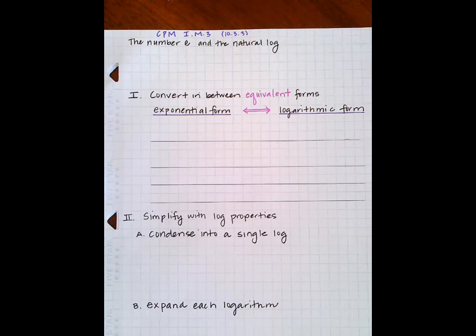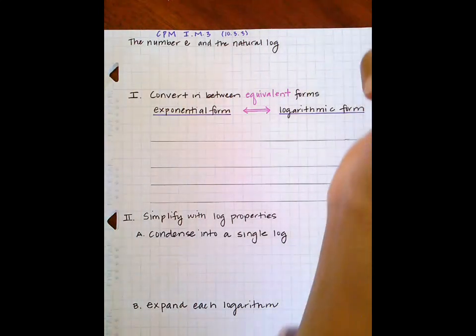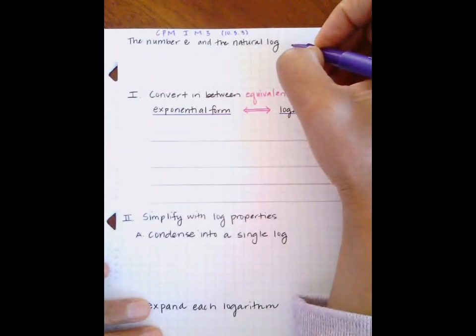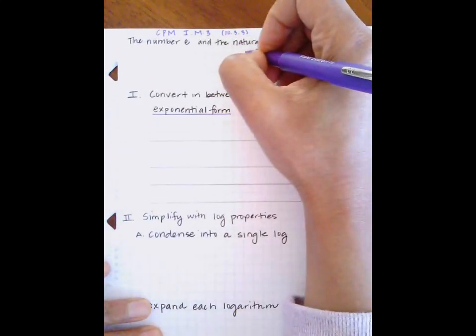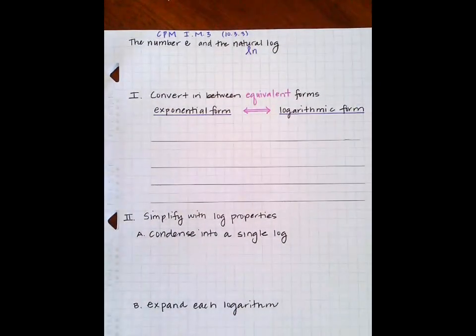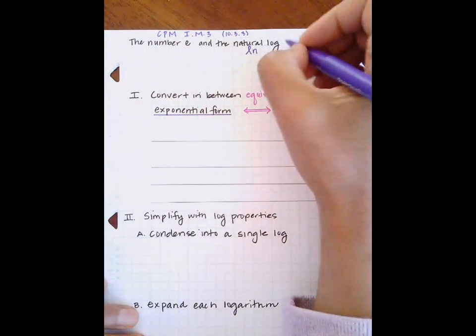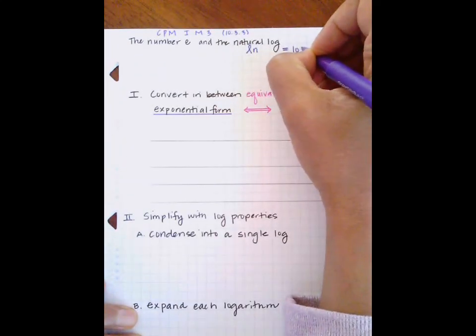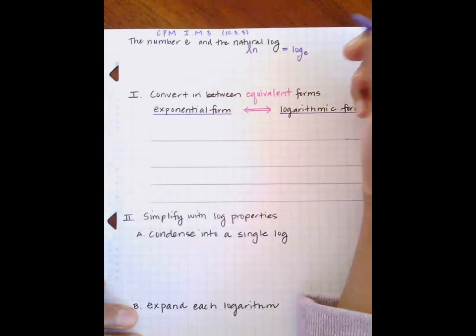The natural log has connections in the real world, in particular in continuously compounded interest. And so the natural log is often referred to as the ln. The symbol for the natural log is ln. It's one of the two log buttons that we have on our calculator. And that natural log really is the same thing as log base e.